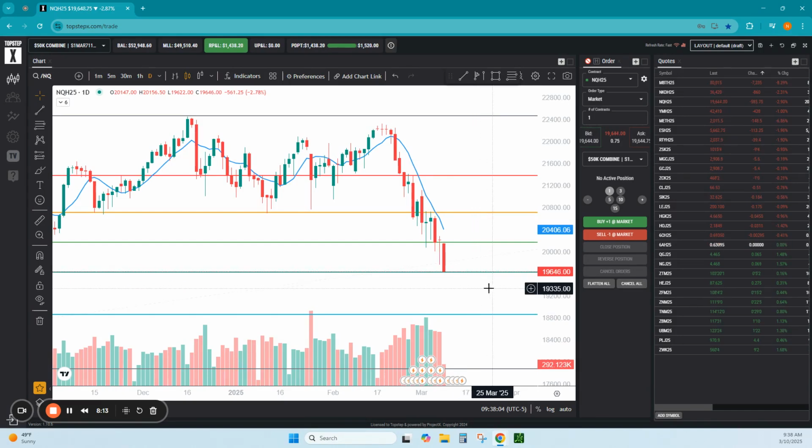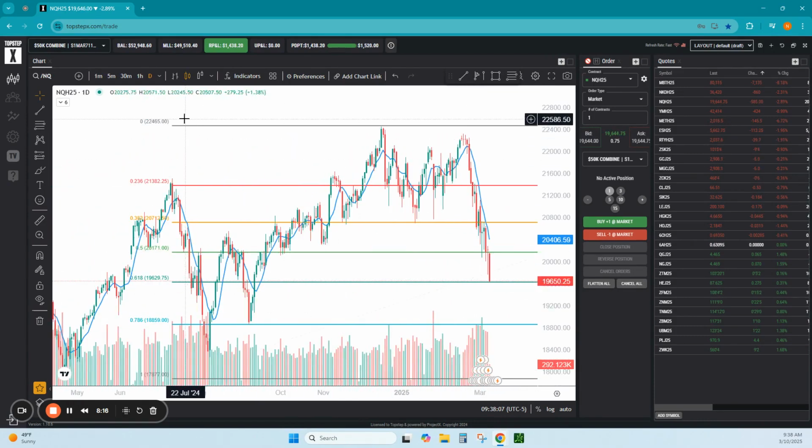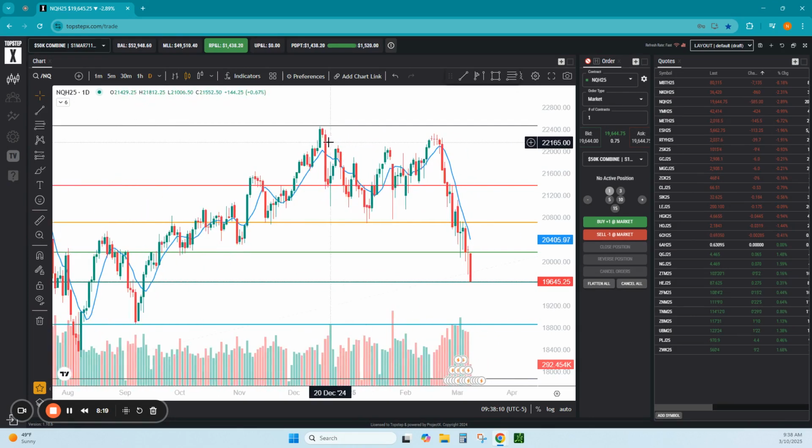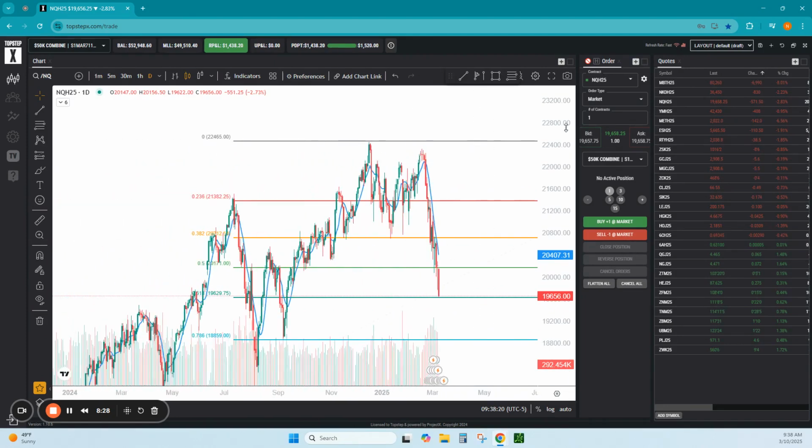That is all. And no, it's not precise. I can get more precise. The high of this candle, 22,448 and a half.